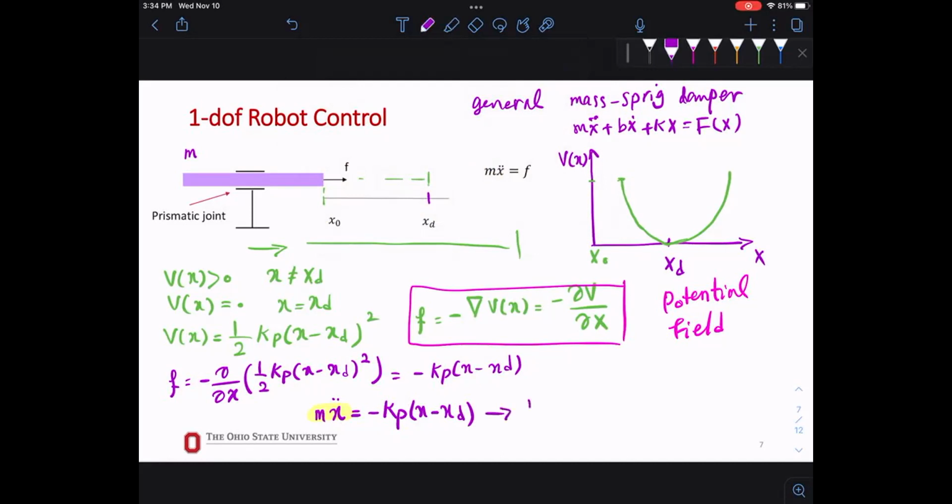I can write this as m x double dot plus kp. I'm just bringing it to the other side of the equation: x minus x desired equals 0. So what is this? This is the error, right? So you have an error multiplied by the gain.